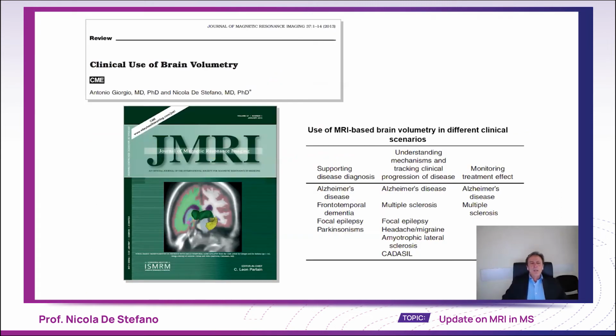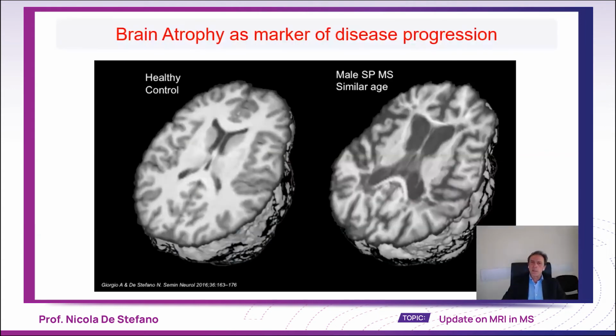But together with lesions, we need to take into account also what's happening in terms of diffuse damage in the brain of MS. And in this review of some years ago, we were discussing how this is important, not of course in terms of supporting the diagnosis in MS, but it's definitely important in monitoring our patients for treatment effectiveness, but also in terms of monitoring and trying to predict disability in these patients.